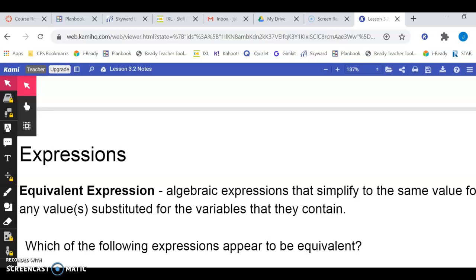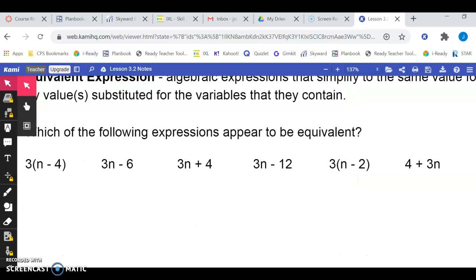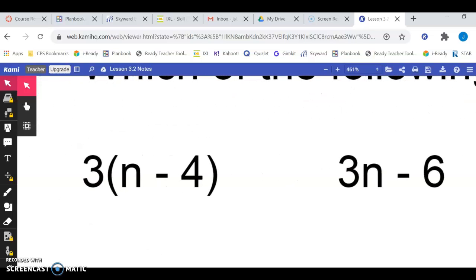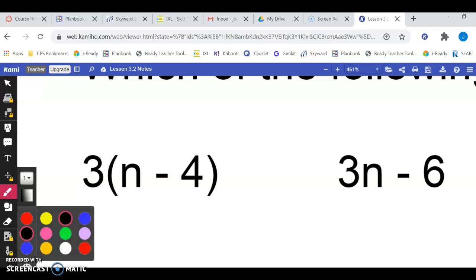An expression means no equal sign. So two expressions that mean the same thing, but look a little bit different. Which of the following expressions appear to be equivalent? If I have a number outside of a parenthesis, I have to distribute that. So I'm going to distribute this 3 and multiply it by everything inside the parenthesis.